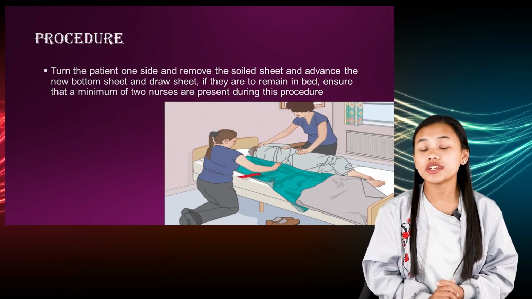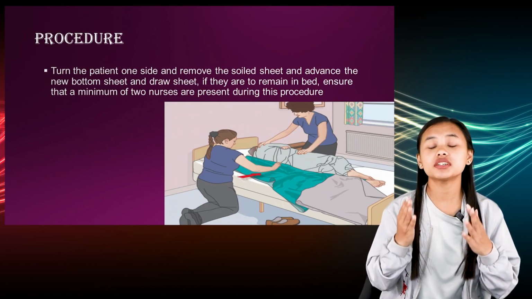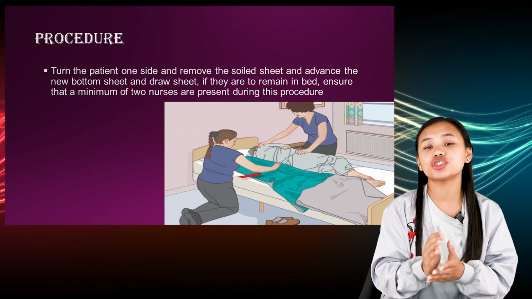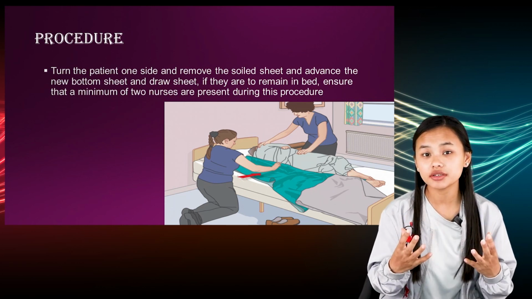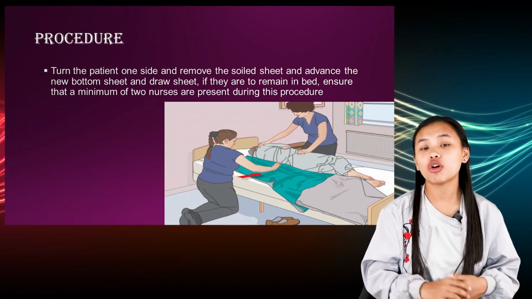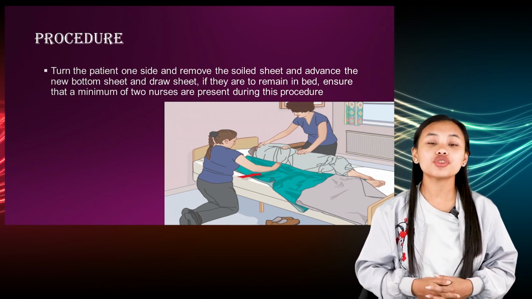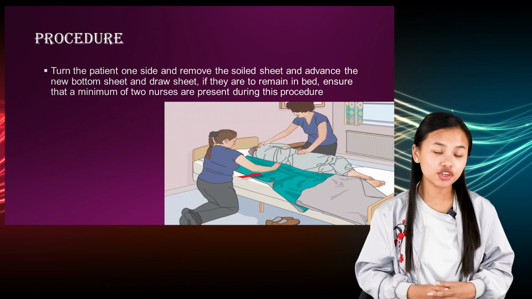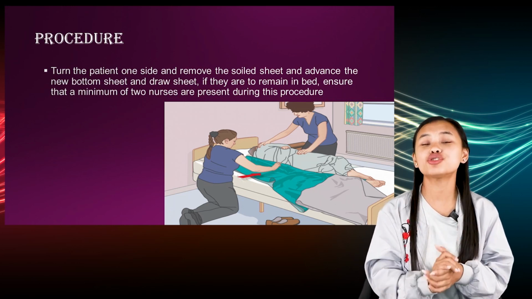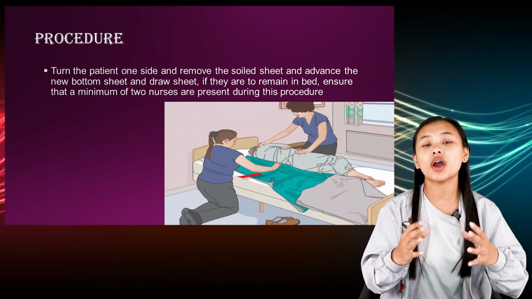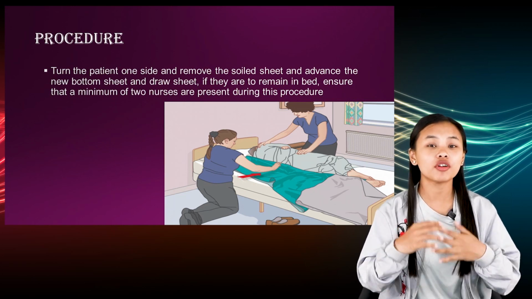So after all of these things have been done, then you must turn the patient on one side so that you can remove the soiled sheet and advance the new bottom sheet or draw sheet if they are to remain in bed. And in order to carry out this procedure effectively, you must also ensure that at least 2 nurses are present while this procedure is being performed for the patient.